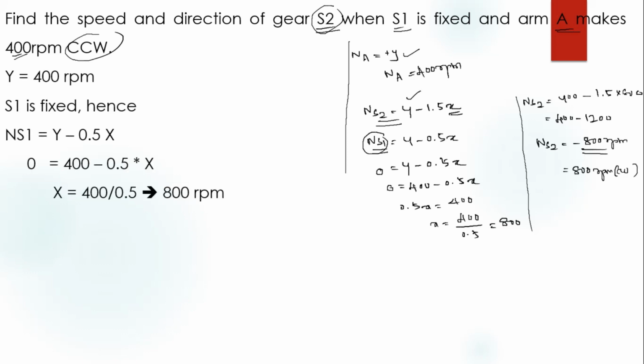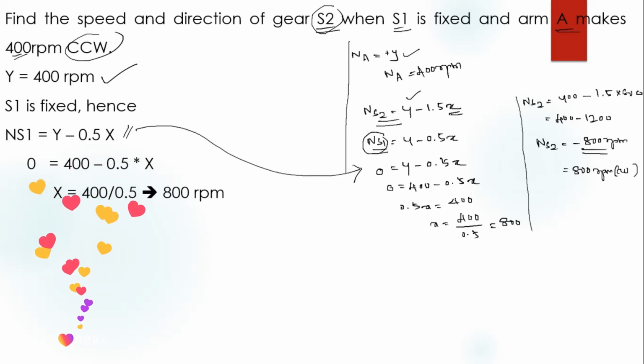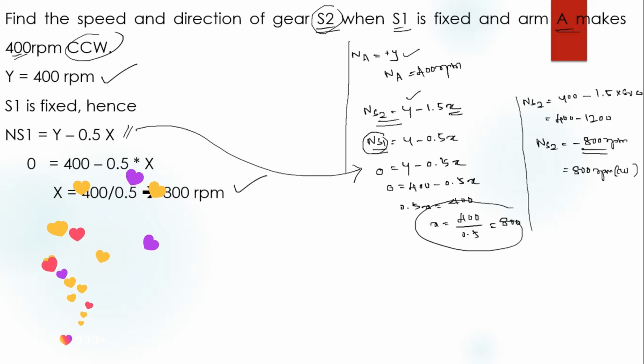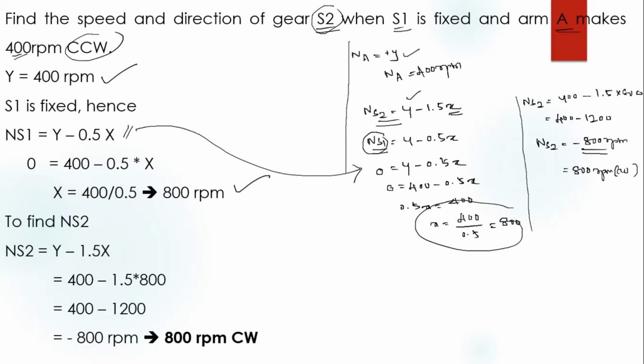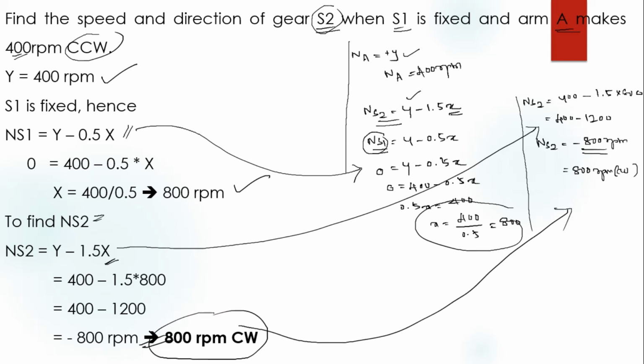See, so y is equal to 400 and S1 is fixed. So take this equation and we have to find x. Find x, which is equal to 800, then find S2: take this equation, right, and substitute the value of x in it. So S2 is 800 RPM in the clockwise direction, clear. This is how we have to solve the problem. Okay, thank you.